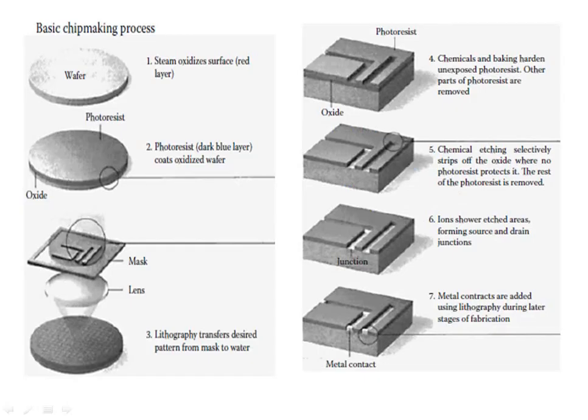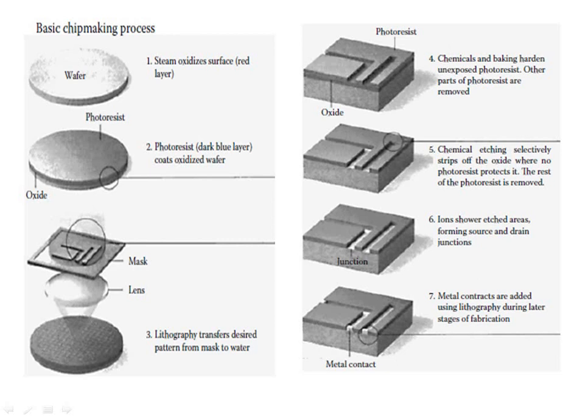Once again, look at the chip making process step by step. 1. Steam oxidizes surface. 2. Photoresist, dark blue layer, coats oxidized wafer. 3. Lithography transfers desired pattern from mask to wafer. 4. Chemicals and baking harden unexposed photoresist. Other parts of photoresist are removed.